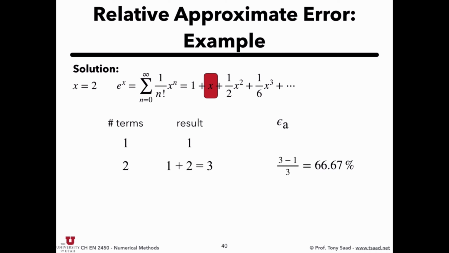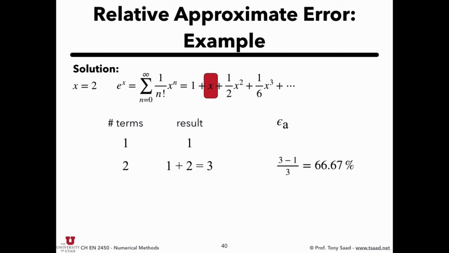But once we have 2 terms, we're adding 1 plus x. So 1 is essentially the previous result, plus x equal 2, so that gives us 3. Now we can compute the relative approximate error. That's current value, or more accurate value, minus less accurate value, over the more accurate value. Current minus previous over current. That gives you 66%. Now when you hear 66%, you think, wow, that's a very large error. Whereas previously we had the value 2. I don't know if 2 is large or small.